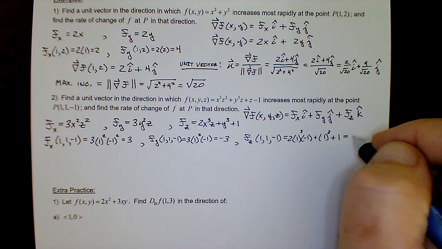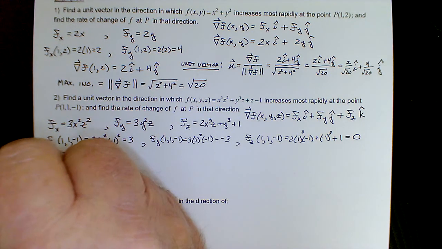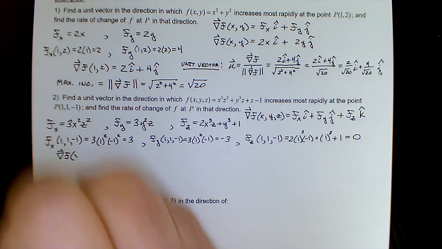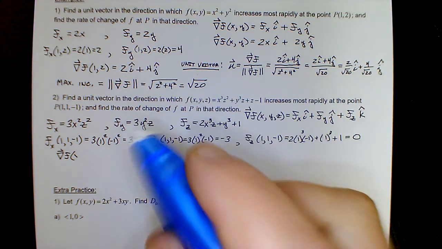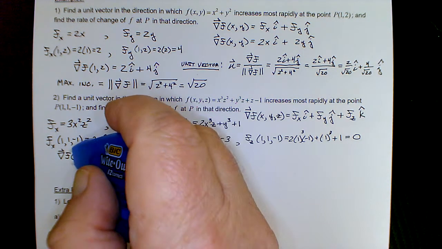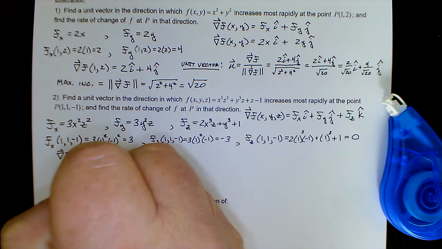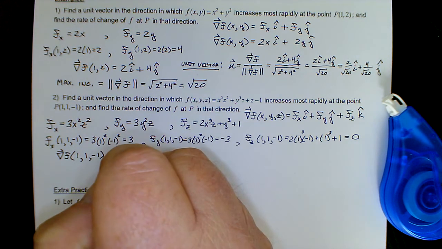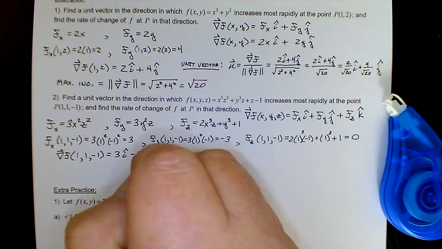So now the gradient is defined, well, we defined it up here. So we'll say the gradient at the point 1, 1, negative 1 is now f sub x at that point, 3 times i, plus f sub y at that point, negative 3 times j, plus f sub z at that point, 0 times k. So just 3i minus 3j.